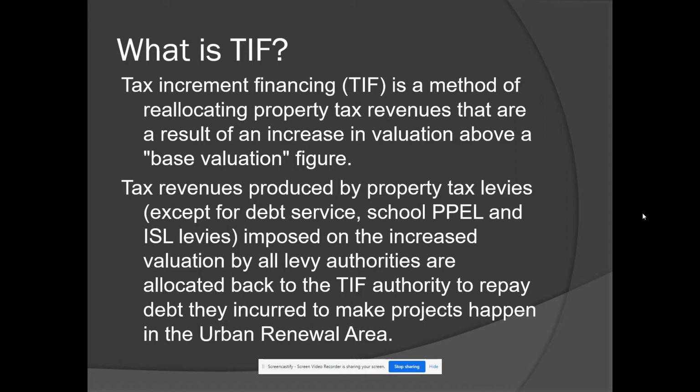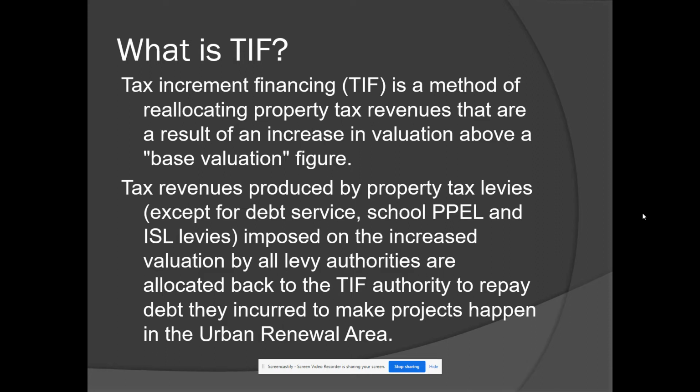TIF is tax increment financing, and it's a method of reallocating property tax revenues that are a result of an increase in valuation above a base valuation figure. Tax revenues produced by property tax levies imposed on that increased valuation by all levy authorities are allocated back to the TIF authority to repay debt they incurred to make projects happen in the urban renewal area. There are some exceptions to this diverted revenue.